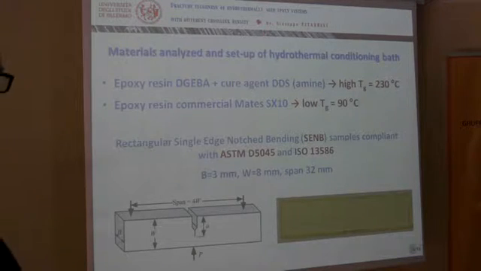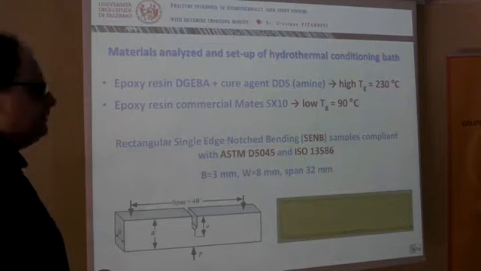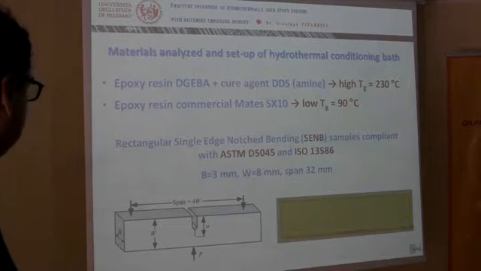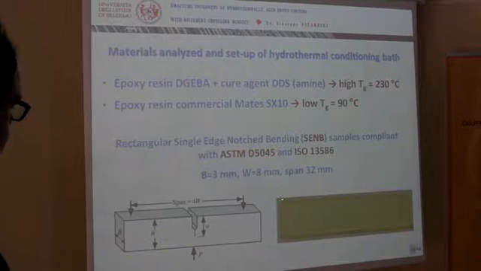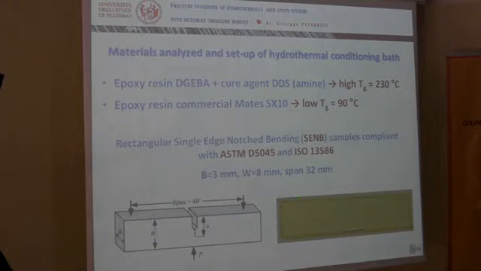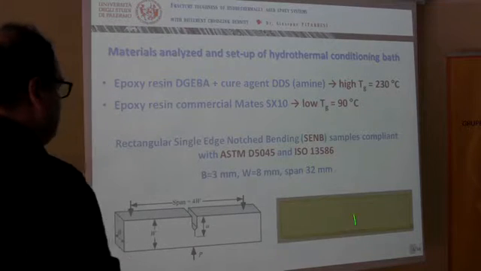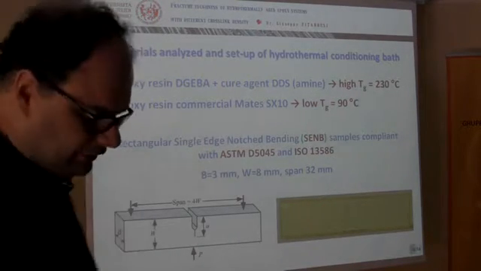So this is the preparation of our samples. We are following the guidelines of the ASTM and ISO standards for measuring the K1C, the fracture toughness, the critical stress intensity factor. And we use these single-edge notched bending samples with these dimensions, 3 millimeters thickness and a span of 32 millimeters. The samples are produced in order to be very transparent, because we need to apply photoelasticity.